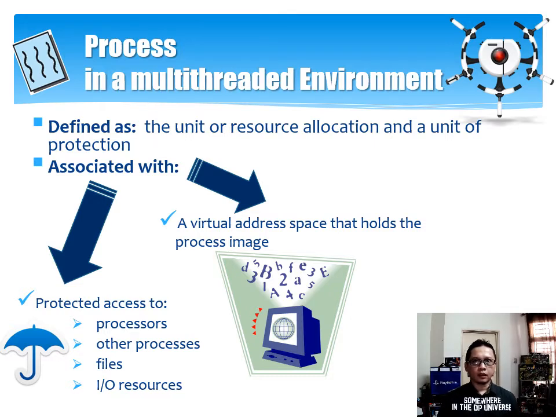So for definition, in a multi-thread environment, a process is defined as the unit of resource ownership. Remember, we have the dispatching unit, we have the main unit. Each of these units is given a virtual address space that holds the process image. Remember, each process has its own process image, that is to tell the OS what is currently happening to the process. Also, this area given to the process image is protected and only accessible to the permitted processes, and also the given files and I/O resources.